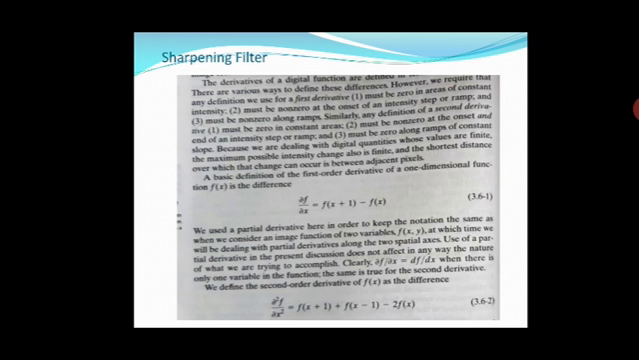The next one is image sharpening. Sharpening is a technique applied on an image. The main objective of sharpening is to highlight transitions in intensity. The uses of sharpening include applications ranging from electronic printing to medical imaging. That's the main objective of image sharpening.